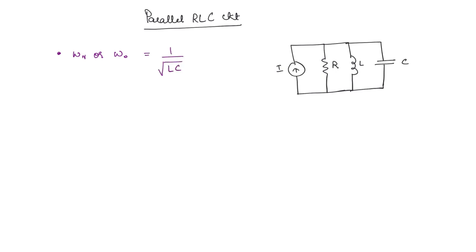So this you can get by equating the imaginary part of admittance to 0. Whenever we are dealing with parallel circuits, it is better to use admittance because we can simply add the individual admittances, right? So if you equate the imaginary part of admittance to 0, then you will get this result. Now we will see what is the voltage across these elements.